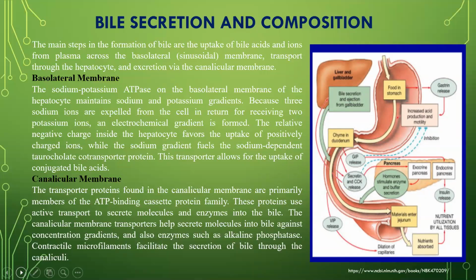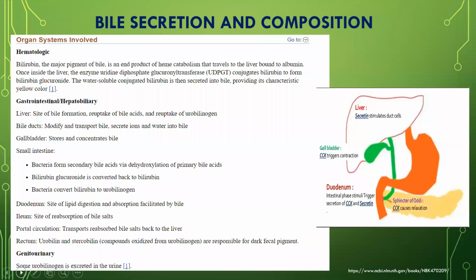The transporter proteins found in the canalicular membrane are primarily members of the ATP-binding cassette protein family. These proteins use active transport to secrete molecules and enzymes into bile. The canalicular membrane transporters help secrete molecules into bile against concentration gradients, and also enzymes such as alkaline phosphatase. Contractile microfilaments facilitate the secretion of bile through the canaliculi.